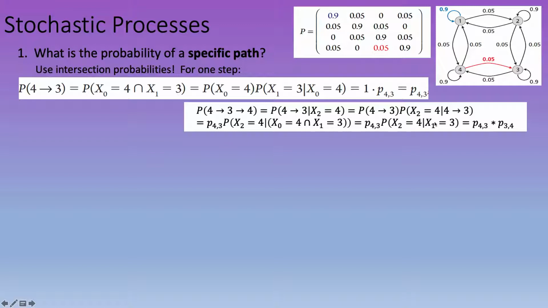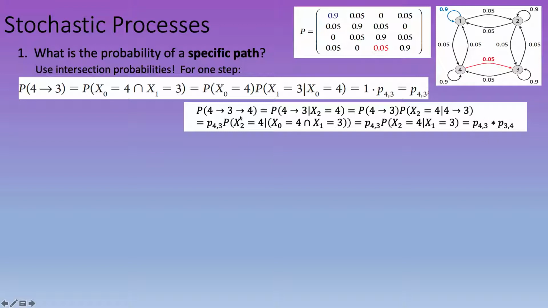I can then rederive this example, and now I've got the probability that I'm going to be in the 4 position at the second step, given that I was in the 3rd position at the first step. And all that goes to say is, it just comes down to multiplying these probabilities together.